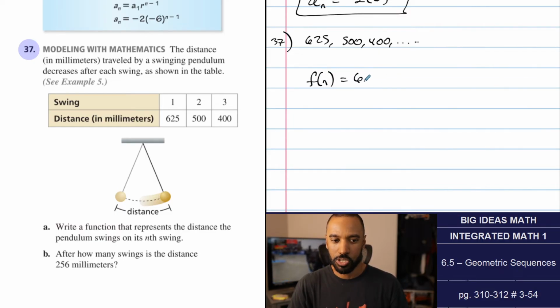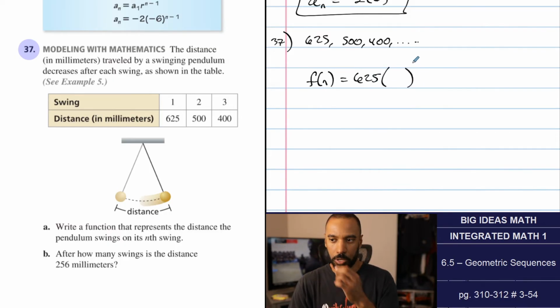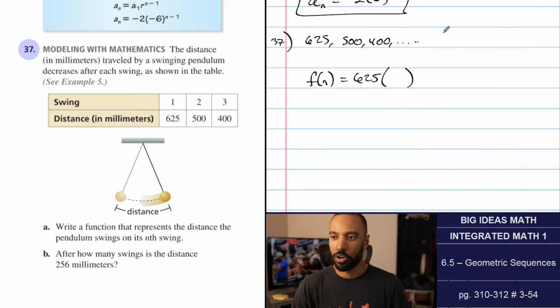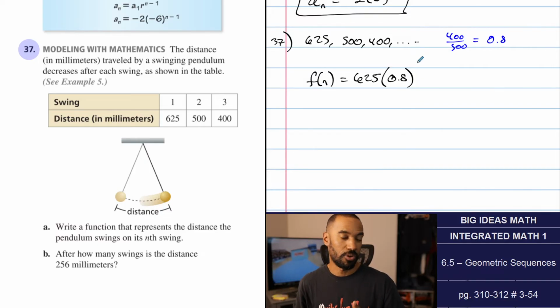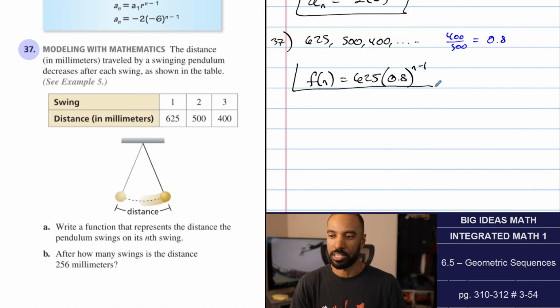So we have the first swing at 625 millimeters in distance, then times a common ratio. Now, I can do 400 over 500, and that's 4/5. I'm going to write it as 0.8, though. It's decimal, just because this is a context-based problem. It's likely that if I get an answer later that is a decimal, I'd rather write the decimal than the fraction. So 0.8 to the n minus 1 power, that's in function notation.